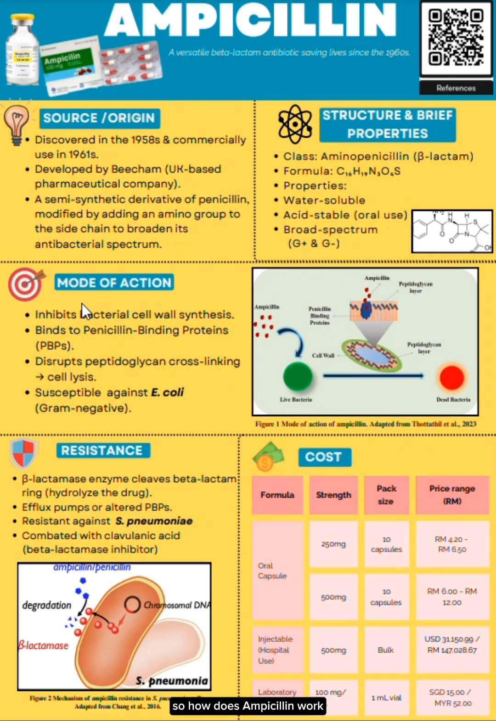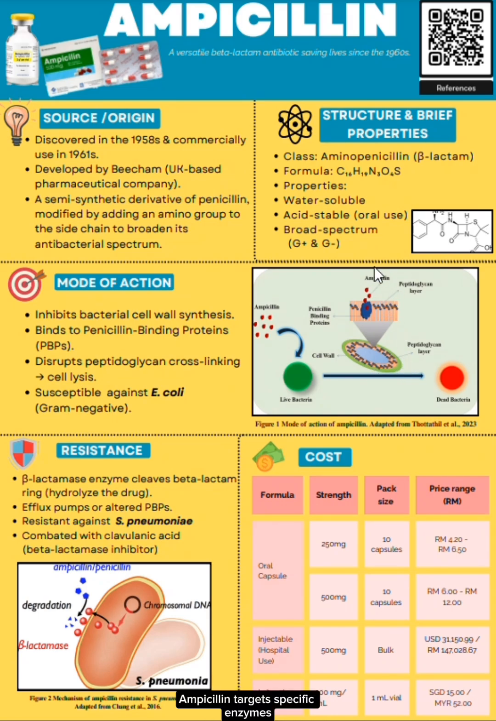So how does ampicillin work? As you can see in figure 1, ampicillin's main job is to stop bacteria from building their cell walls. Bacterial cell walls are like protective shells. They are important for the bacteria's structure and survival.